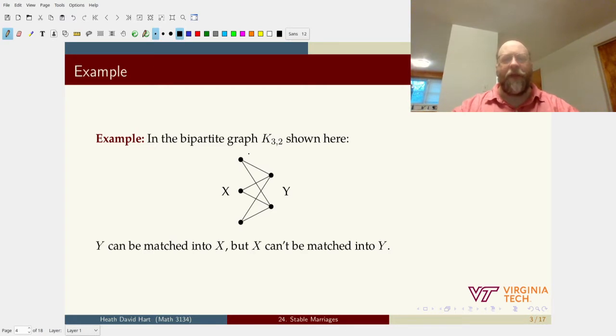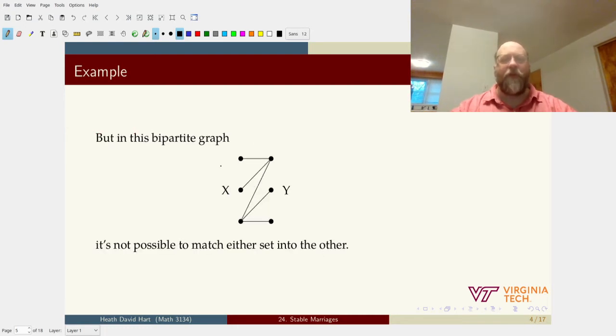So in this graph here, K3,2, 3 vertices in X and 2 vertices in Y, I can match vertices from Y to X, and there's a vertex that's left over, but I can't go the other way or match vertices from X to Y because once I've matched two of them, there's no place for the third one to match. So Y can be matched into X, X can't be matched into Y.